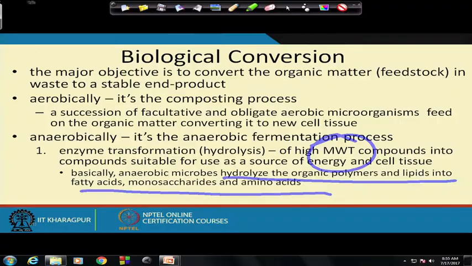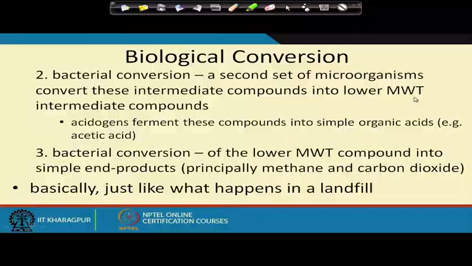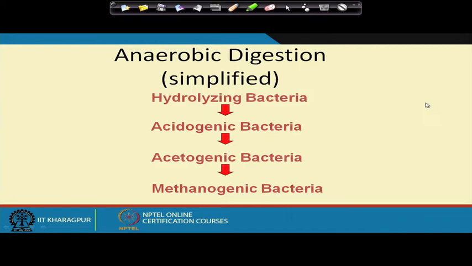So, this is what happens in the anaerobic system, and then you have the bacterial conversion, where the second set of microorganisms converts these intermediate products into lower molecular weight compounds. For example, acetogens ferment these components to simple organic acids like acetic acid. Then comes the bacterial conversion of the lower molecular weight compounds into simple end products, principally methane and CO2, just like what happens in a landfill. That is how this biological conversion happens in terms of biological treatment.